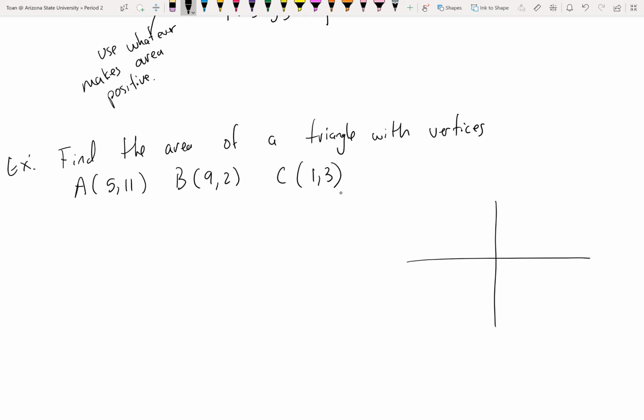And you probably plotted it. (5, 11) is somewhere up here. (9, -2) is somewhere down here. (1, 3) is somewhere right here. You probably sketched it. You connected the dots. Maybe your geometry teacher had you put it on grid paper so you can count the squares. Or maybe you broke out a ruler, measured the height, measured the base, and did 1/2 base times height. And that's totally fine. That's a wonderful method of answering this question.